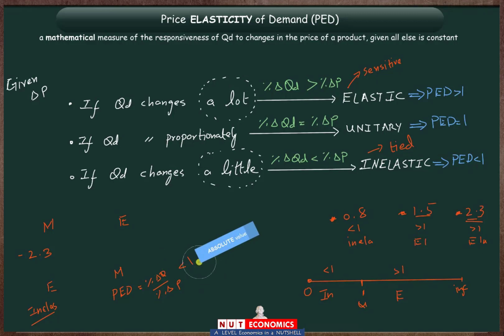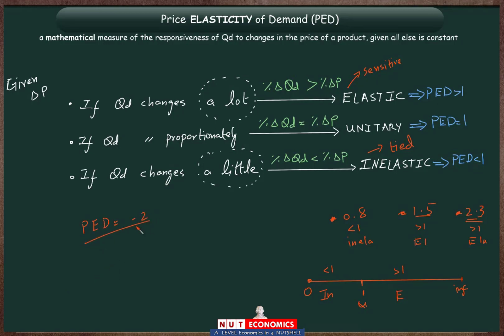And then sometimes in the more complicated questions, learn how you can play around with the mathematical formula. So if I tell you PED is equal to minus 2, then just write down the formula of PED. PED is equal to percentage change in quantity over the percentage change in price. If I'm telling you this is equal to 2, then be comfortable playing around, rearranging this thing.